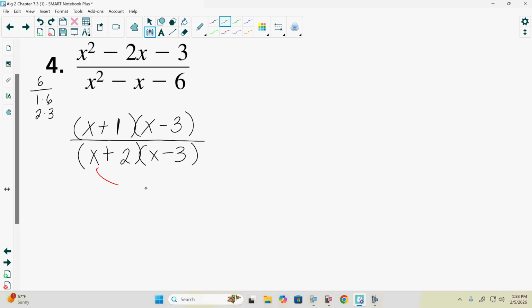Now we can check this here and make sure. X times negative 3 is negative 3x. Positive 2 times positive x is positive 2x. Negative 3x plus 2x, negative 3 plus 2 would give us negative x. So those are indeed the correct factors.